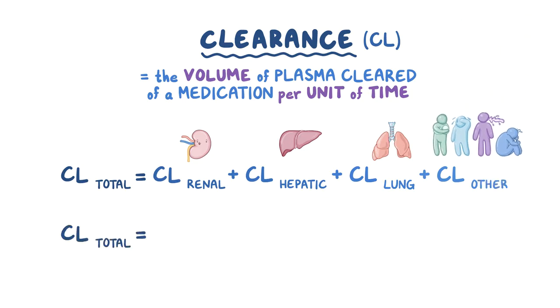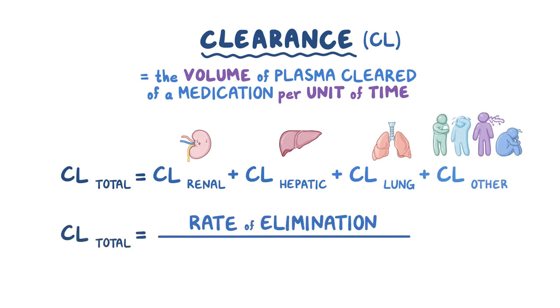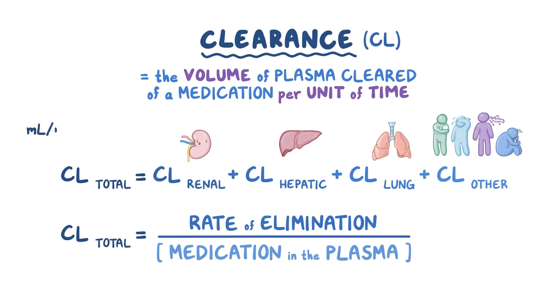And it can be calculated by dividing the rate of elimination, or how quickly a medication is eliminated, by the concentration of that medication in the plasma. And it's usually measured in milliliters per minute, or liters per hour.